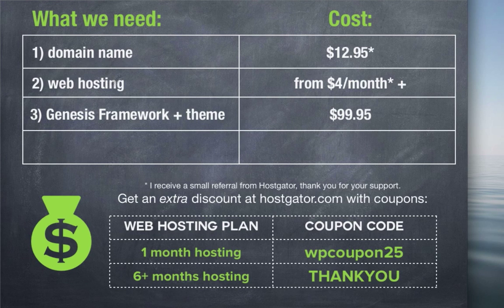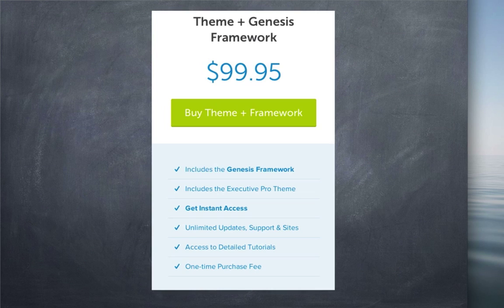Once we have the domain name and the web hosting, the next thing we'll need is the Genesis framework and the child theme, both of which we can get at studiopress.com for $99.95. So this is a little bit more than many of the other premium WordPress themes out there in the online marketplaces, but keep in mind that this is a package that we're getting, which includes both the theme as well as the Genesis framework. This is a one-time purchase fee, and it also includes unlimited updates and unlimited support.